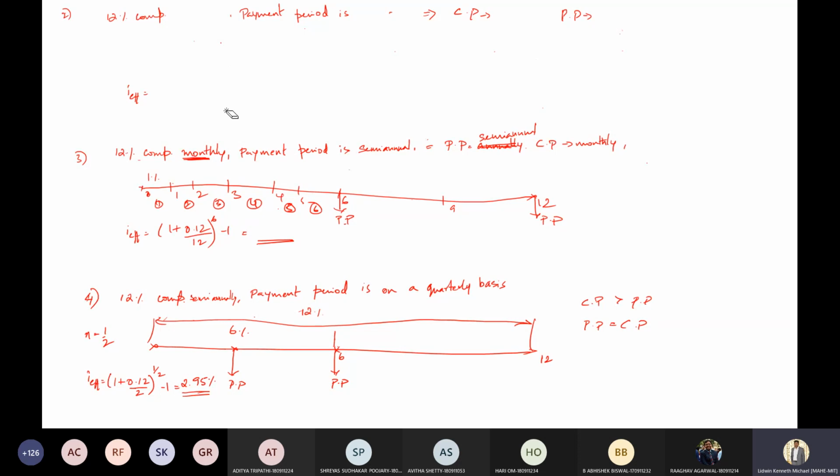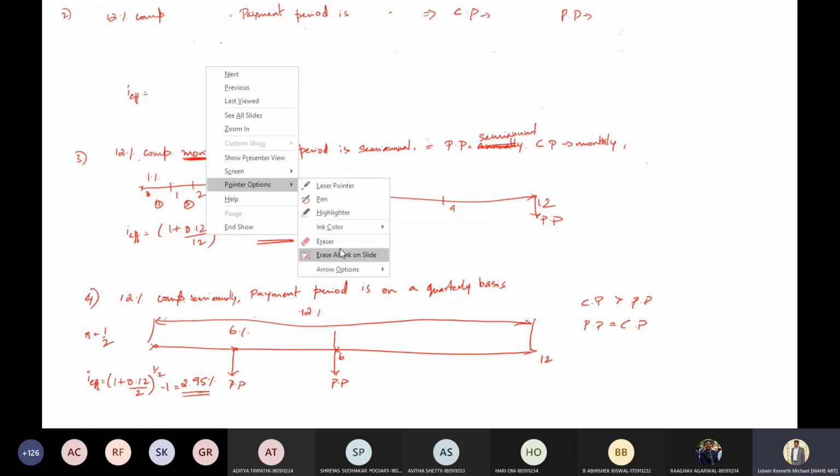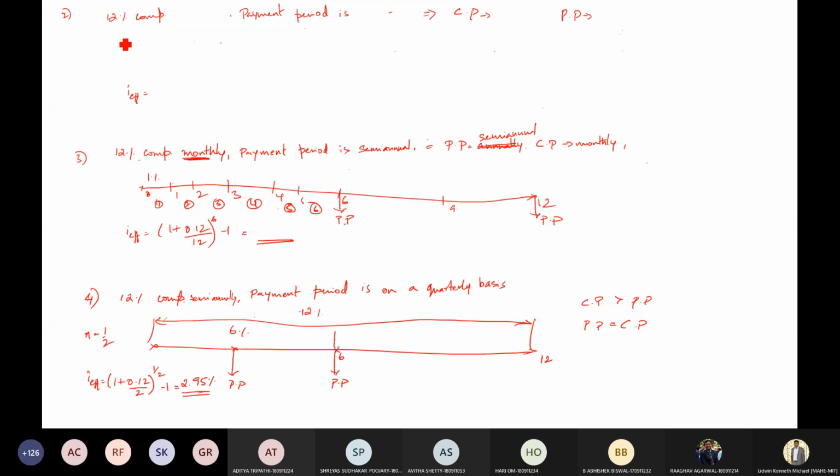Okay, the next part: 12% compounded, instead of semi-annually, I'll take it as annually. 12% compounded annually. Your payment period is done on a quarterly basis. So this will be the last type. I won't go further into this. Any combination you can try and work out, and you can come back to me.